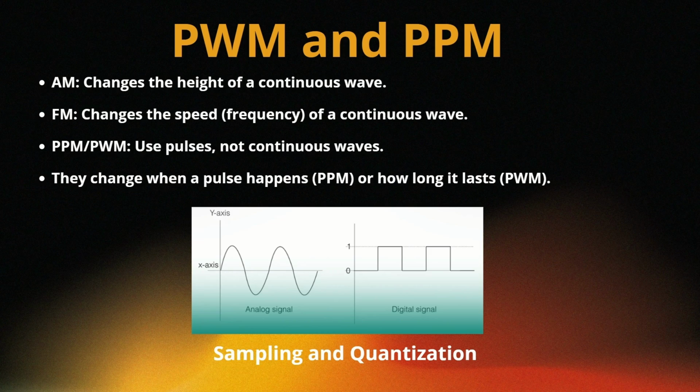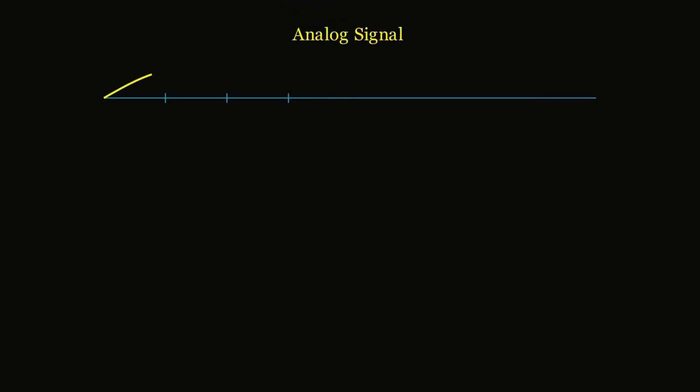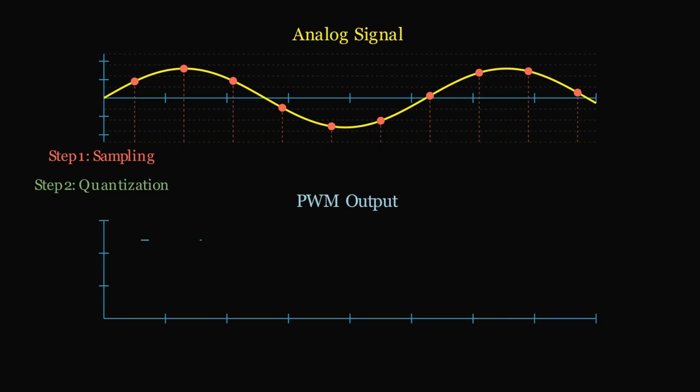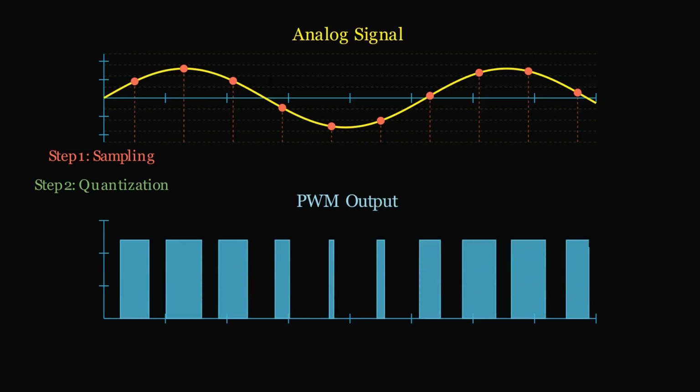PPM, pulse position modulation. Before we dive into pulse position modulation, we first must know how PWM is generated because PPM is derived from PWM. So we take our analog signal and we take snapshots of its amplitude at regular intervals. This is called sampling. The next step is quantization, which is just a fancy word for rounding. Imagine you are rounding prices to the closest dollar. We use this data to generate pulses. The pulse width depends on the amplitude of the signal at a given time. So now it encodes the amplitude information.